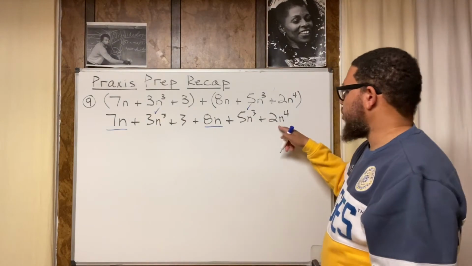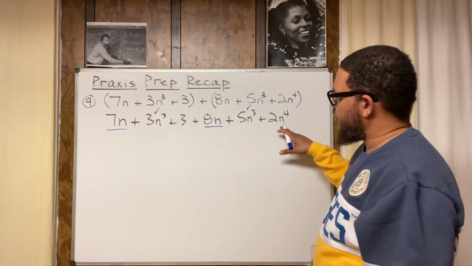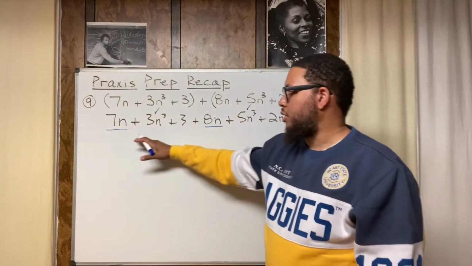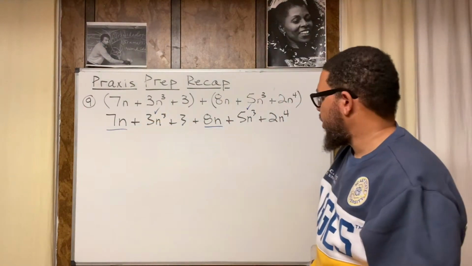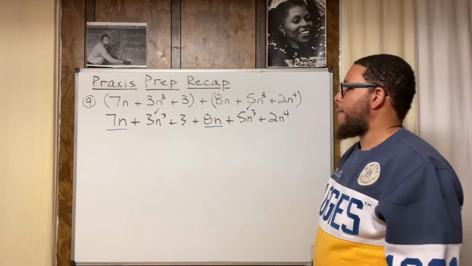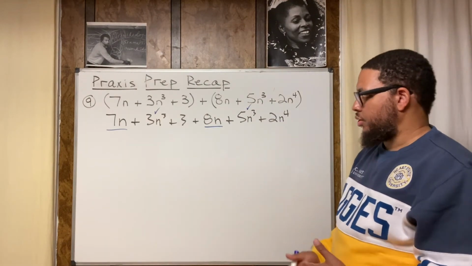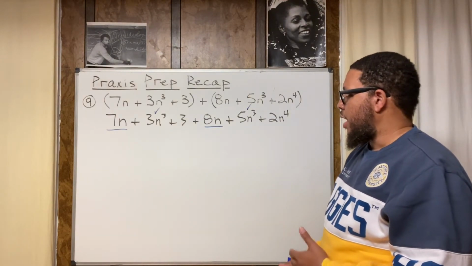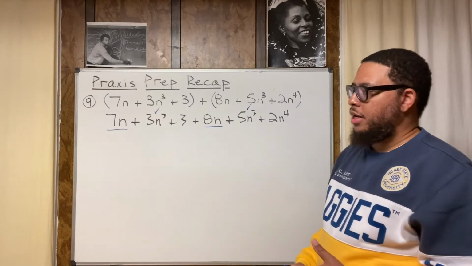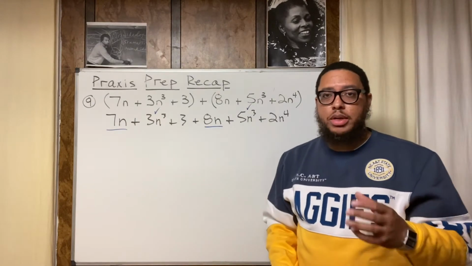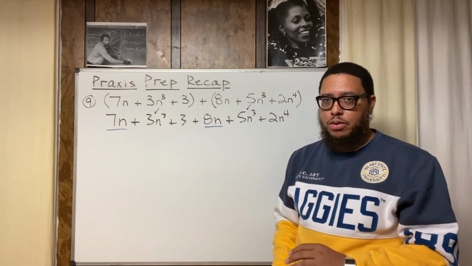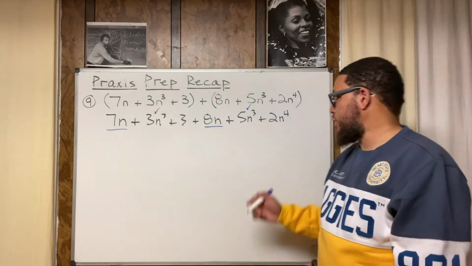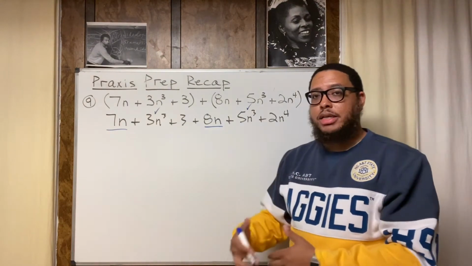What about this 2n to the fourth? 2n to the fourth doesn't have a like term because there's no other n to the fourth out of all these terms. So 2n to the fourth is by itself. All right. Now, when I write my answer, I'm going to write it in what's called descending order according to the exponent. Meaning I'm going to look for the term that's got the biggest exponent. The biggest exponent, in this case, would be 2n to the fourth. And I'm going to write that first.